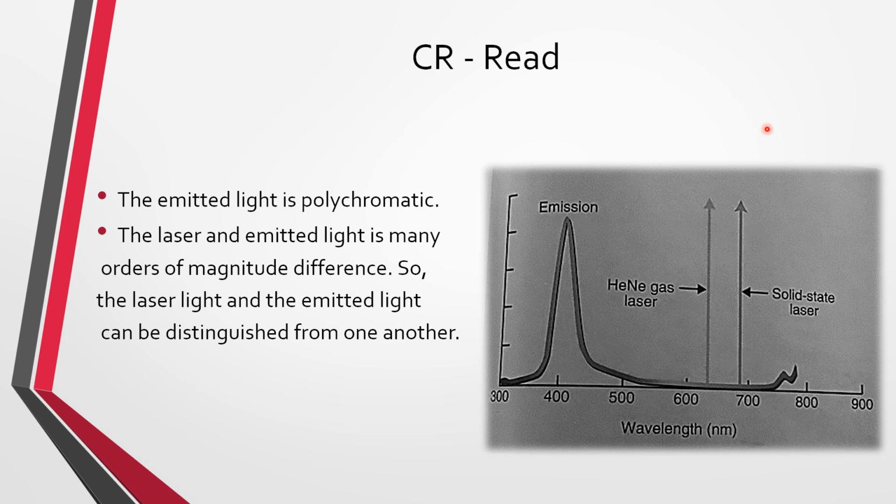And here's a picture of what it looks like. So there could be two different types of lasers that are used. The helium neon gas laser and the solid state laser would be these two frequencies, and you see they're one solid line for their emission spectrum because there's only one frequency that they are. There's a large gap in between here, and then the emitted light is here, and it's polychromatic, so it has many different frequencies within it, but there's a large difference between the two.